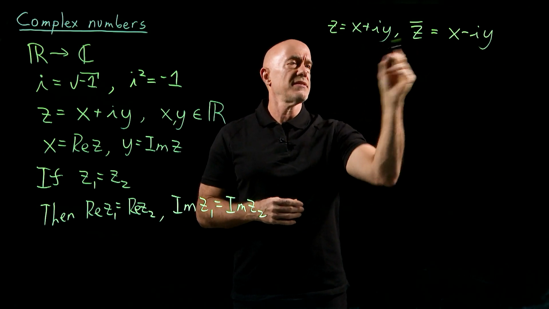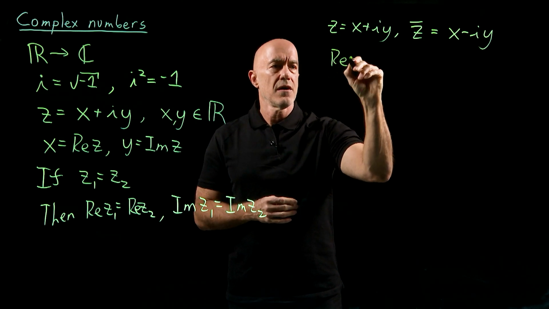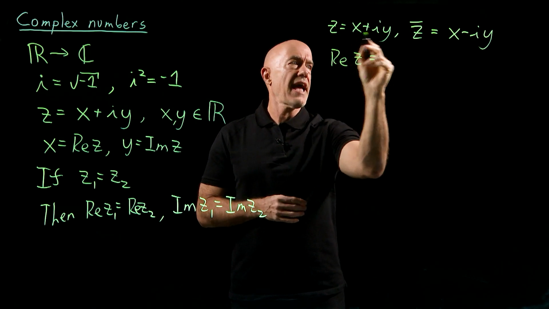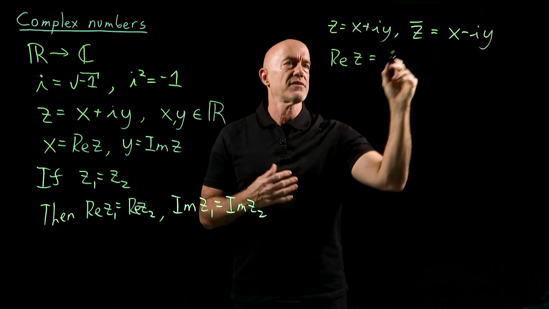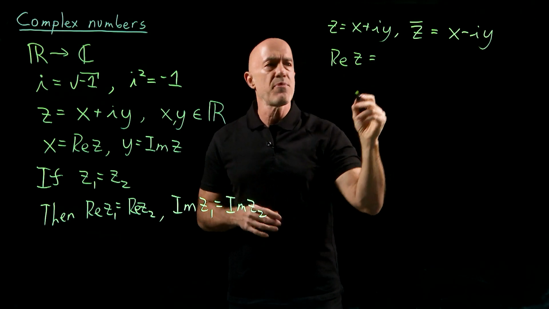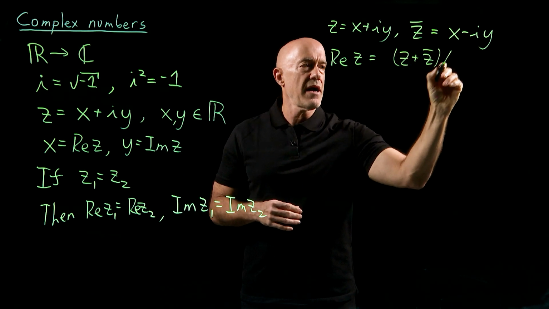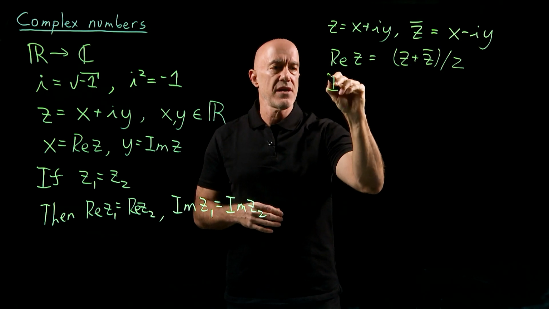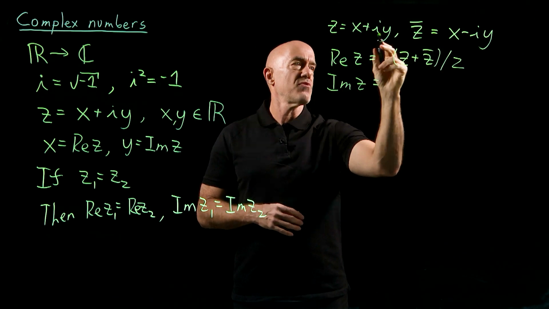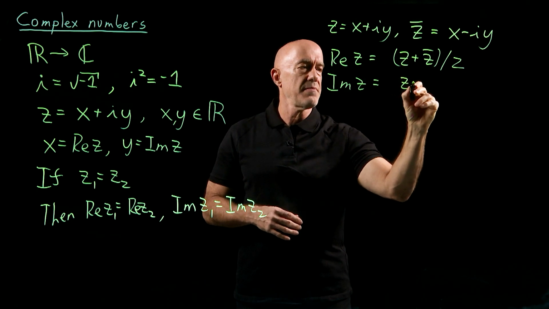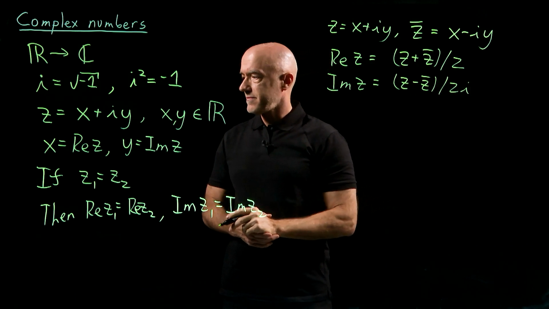So using z and z bar, we can find x. So we have the real part of z. We just add them. So iy minus iy gives us 0. We get 2x, so we divide by 2. So the real part of z can be written as z plus z bar divided by 2. And the imaginary part of z we get by subtracting these two numbers. We end up with 2i, so it would be z minus z bar divided by 2i.